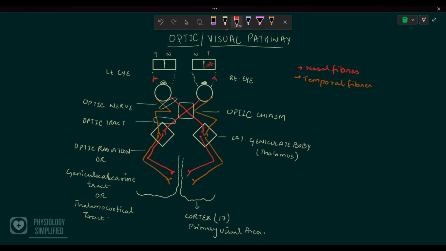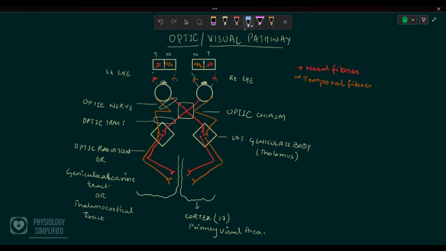And the temporal fibers will perceive the image formed on the nasal half of the visual field. So this is your visual pathway, all complete from the light falling on the retina to the primary visual area.